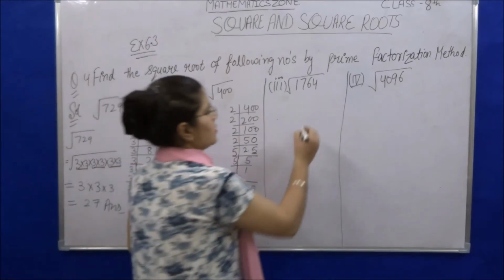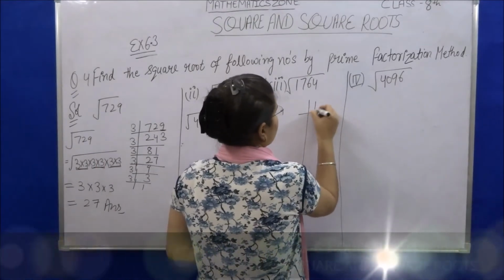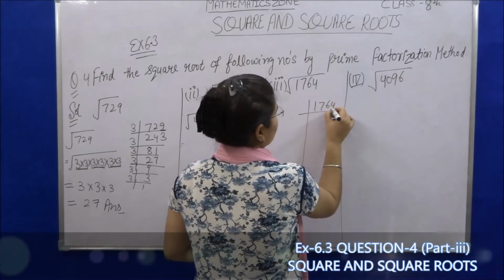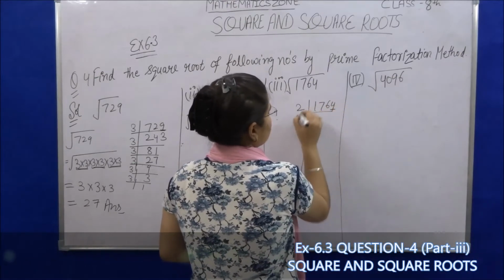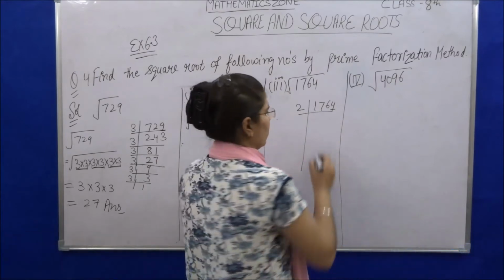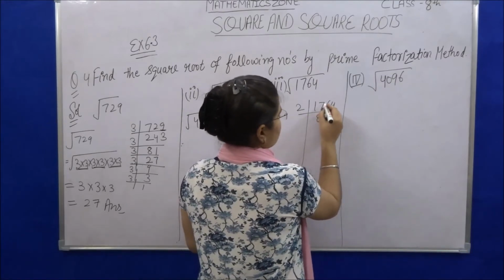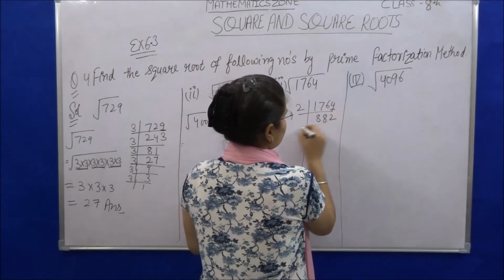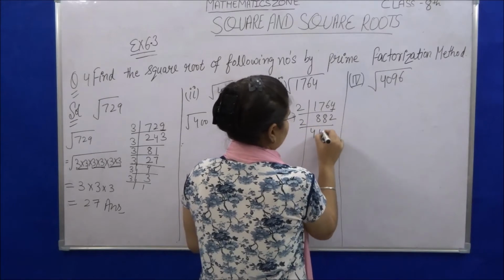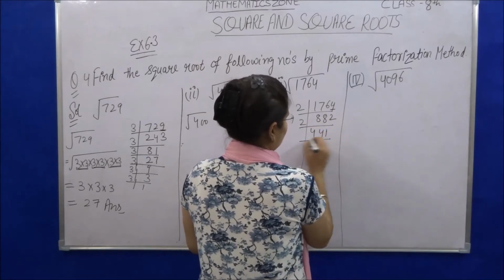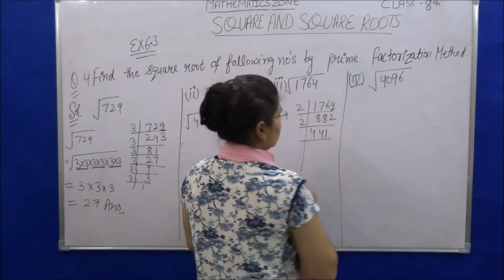Now next is 1764. Unit digit is 4. Let's multiply it with 2. 2 8s are 16, 1 carry, 2 8s are 16, 2 4s are 8, 2 4s are 8, 2 1s are 2. Here unit digit is 1.